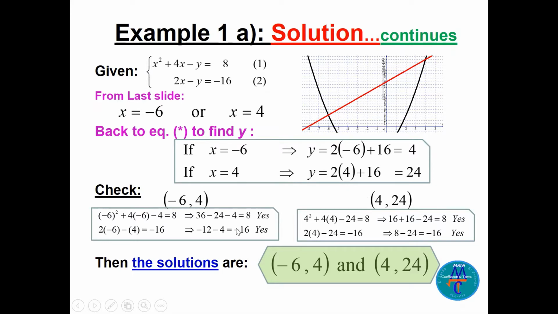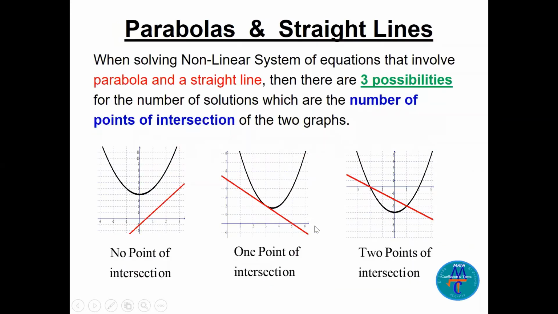We have to check each solution in each equation of the system for nonlinear systems, please. So in this case, we have 2 solutions, 2 points of intersection. This is like the example we did now: a parabola and a straight line. Sometimes we have one solution. When you have a parabola like this and a straight line, in some special cases there is 1 point of intersection, or sometimes there is no solution because the parabola and the straight line do not intersect.